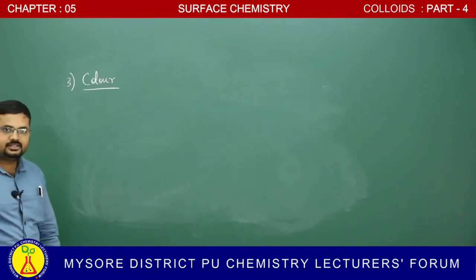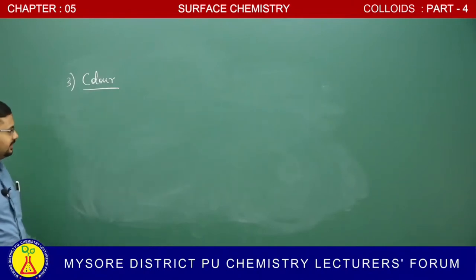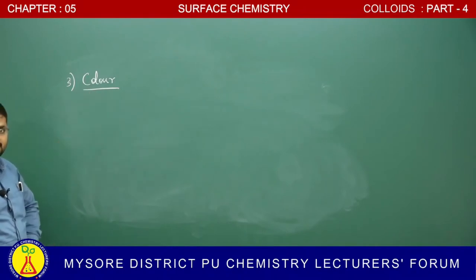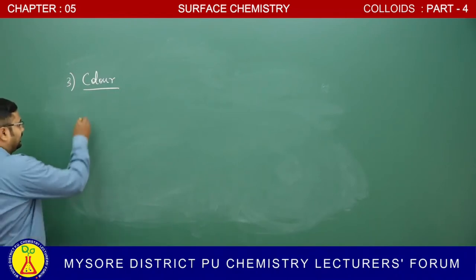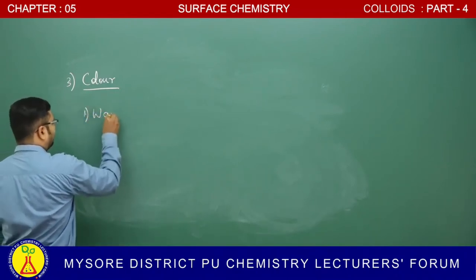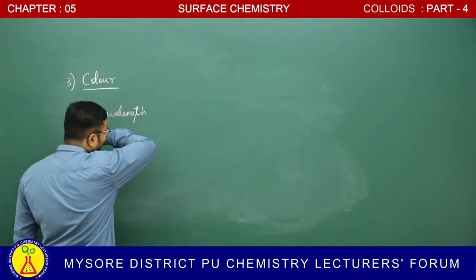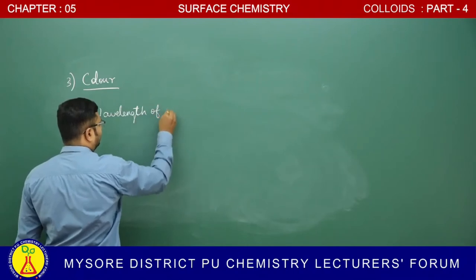Okay students, next we have color. The next property is color. After the Tyndall effect, you have to see the color of the colloidal solution. What does this say about which color it absorbs? On what factor will it depend? The first factor is the wavelength of the light used to scatter, the wavelength of light.